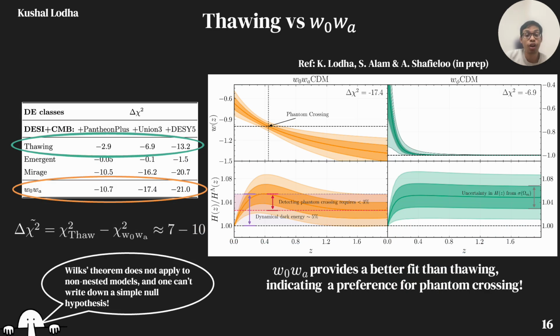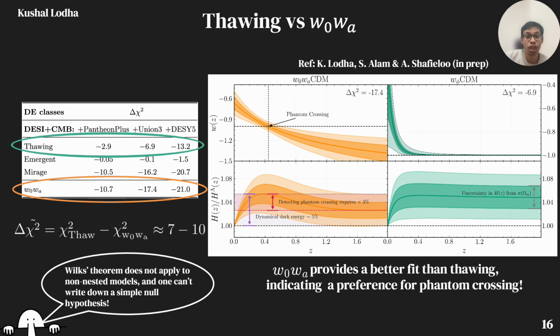To test whether the data favor phantom crossing, we can compare the thawing dark energy model, which is restricted to w greater than -1, with w0wa. The table on the left shows w0wa consistently gives a better fit by about 7 to 10 chi-square compared with quintessence. A quick caveat: these are non-nested models, so Wilks' theorem does not apply and there is no simple frequentist model comparison. Another useful way to see the same comparison is through the reconstructed expansion history. Here I'm plotting h of z relative to the best fit Lambda CDM model.